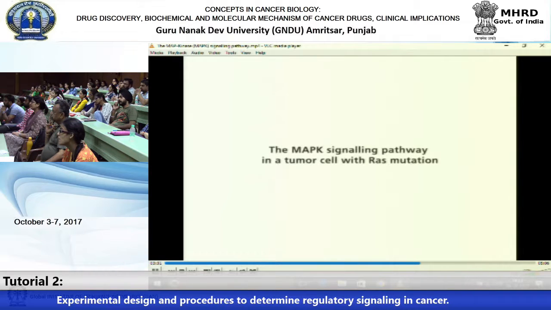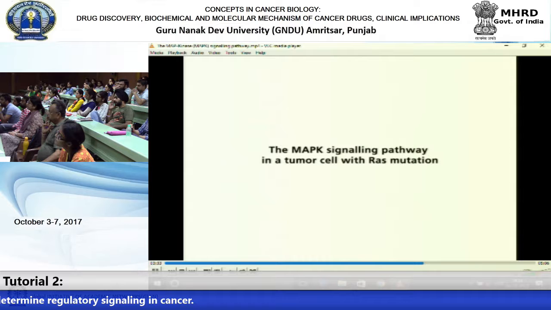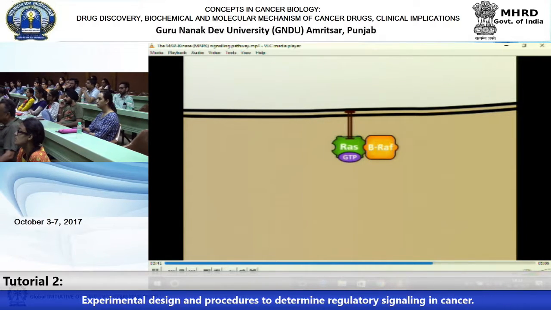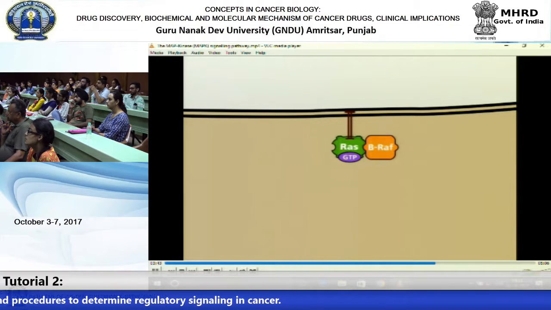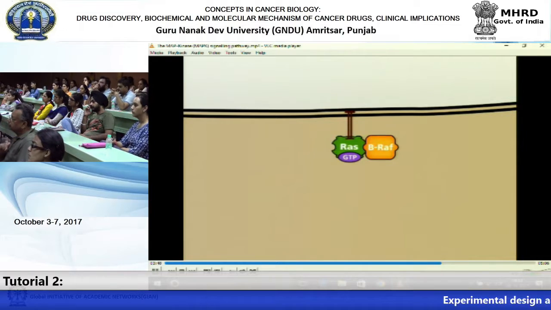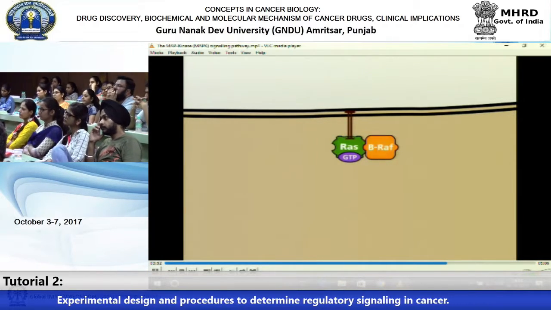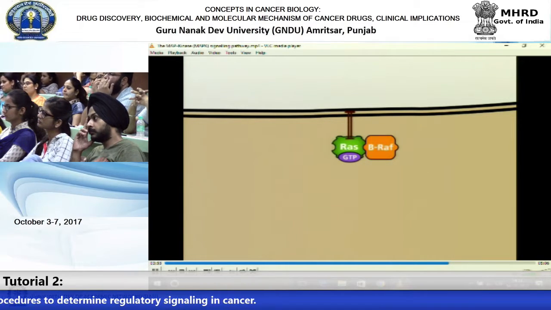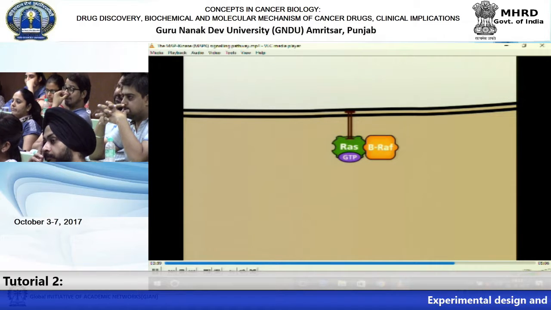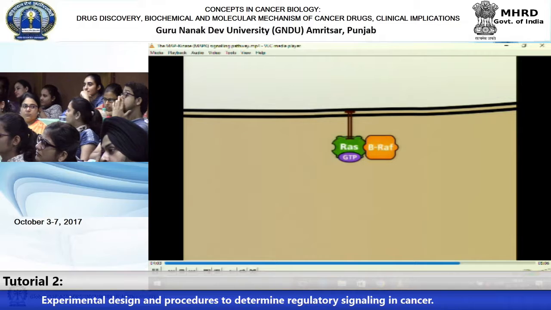The MAPK signaling pathway in a tumor cell with RAS mutation of the RAS gene may have dramatic consequences for the cell. Mutated RAS protein is activated just like the normal protein. Mutated active RAS-GTP is also able to bind and to activate the kinase BRAF. A major difference between the mutated and the normal RAS-GTP protein is that the mutated protein loses its capability to be inactivated by the GTPase activating protein GAP.